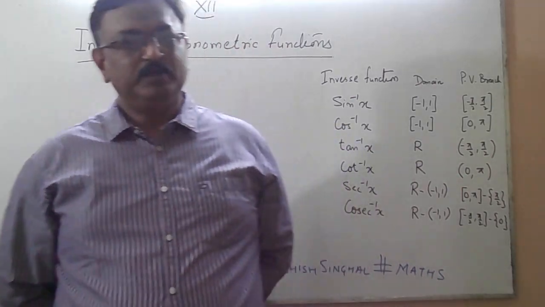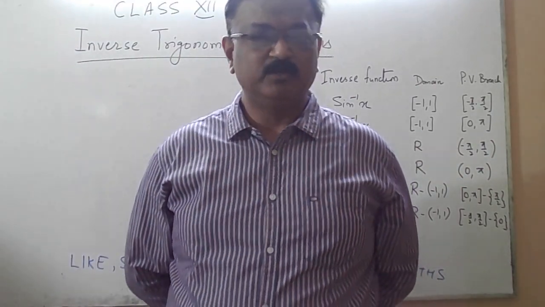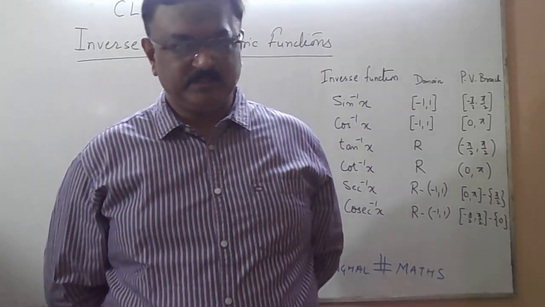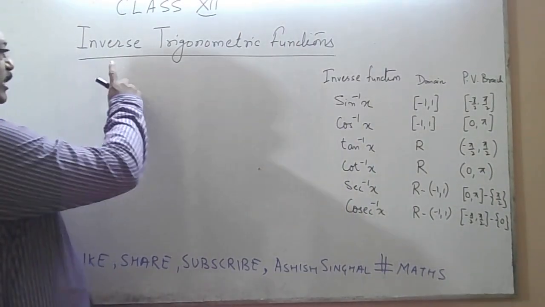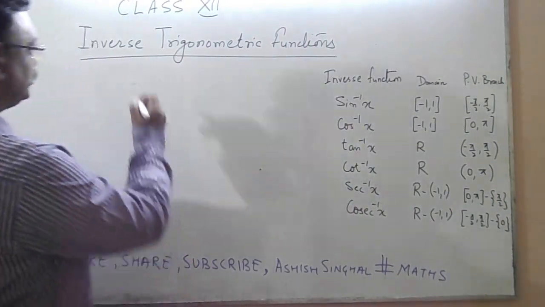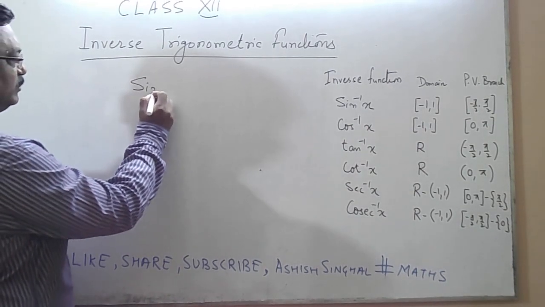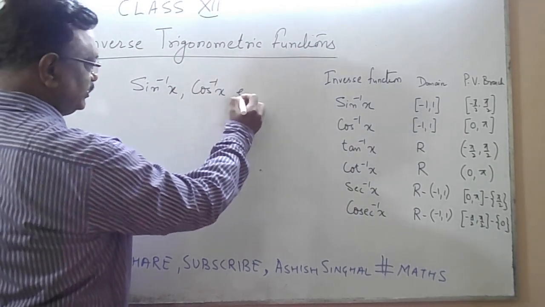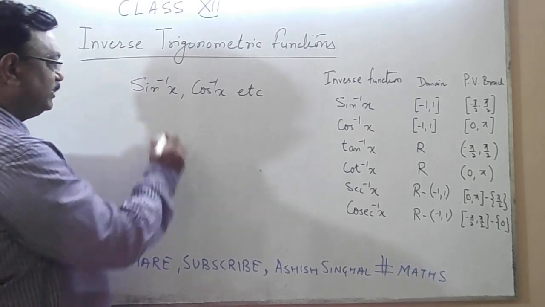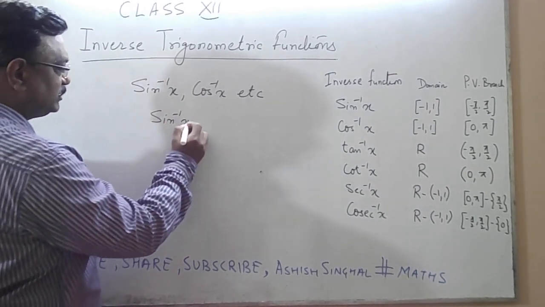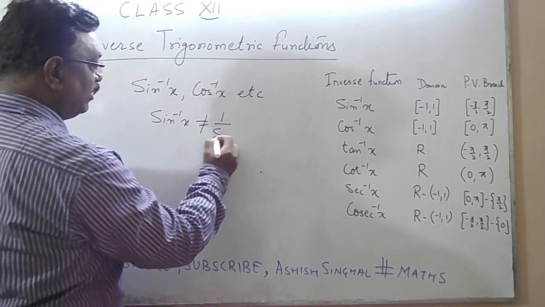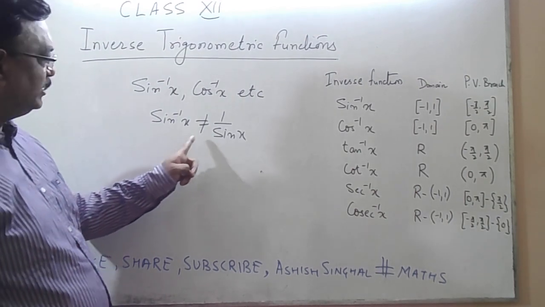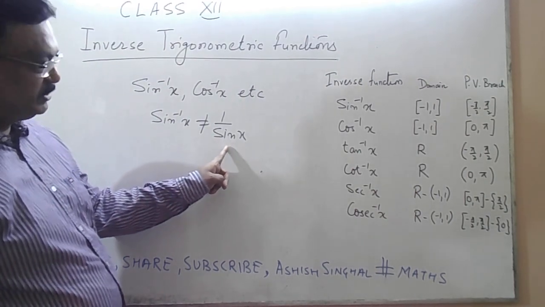Today I am going to tell you something about inverse trigonometric functions. This is an important chapter for class 12 CBSE. Now, inverse trigonometric functions. First of all, inverse functions are represented as sine inverse x, cos inverse x, etc. The most important thing is that sine inverse x is not equal to 1 upon sine x. Always remember that sine inverse x is not equal to 1 upon sine x.